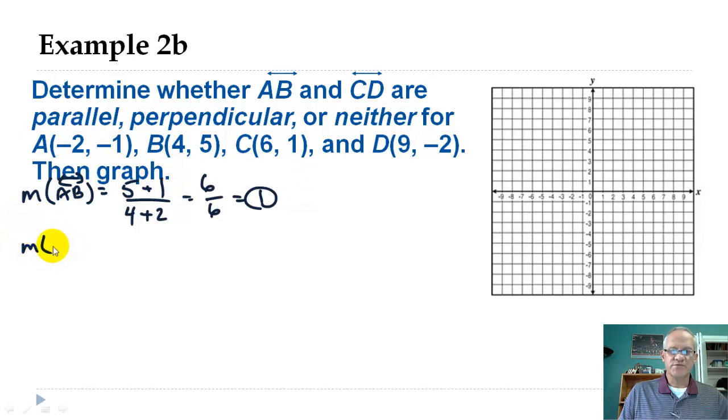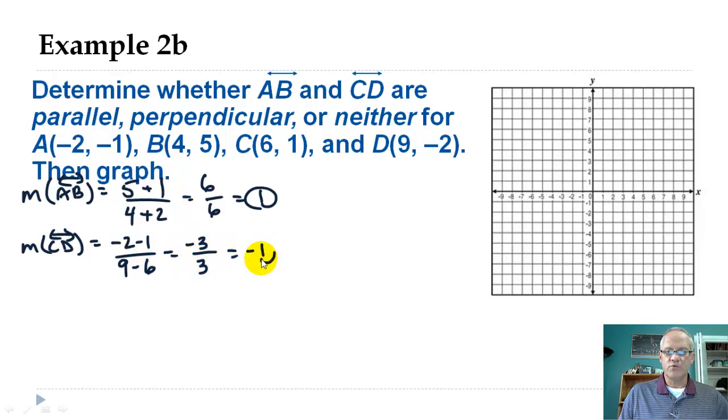And the slope of CD, now we're looking at C and D, so I'm going to go -2 minus 1, and then 9 minus 6. So this would be a -3/3, which would be a -1.